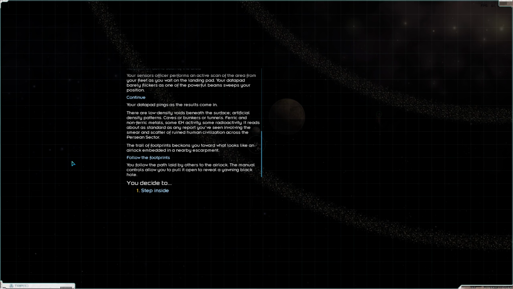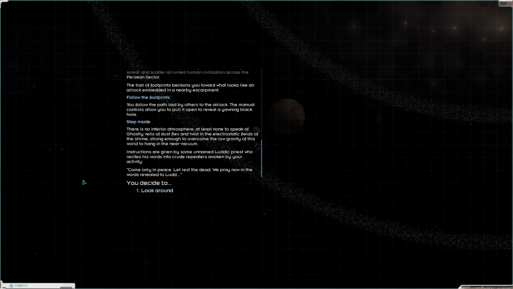You follow the path laid by others to the airlock. The manual controls allow you to pull it open to reveal a yawning black hole. There is no interior atmosphere, at least none to speak of. Ghostly veils of dust flex and twist in the electrostatic fields of the shrine, strong enough to overcome the low gravity of this world to hang in the near vacuum.